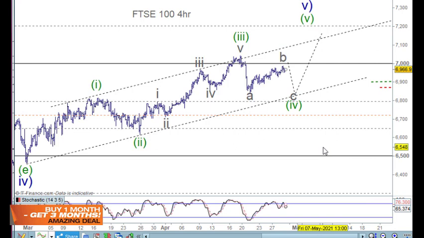So we may be looking at long trades tomorrow. Those long trades could be from the top here, or they could be from further down.